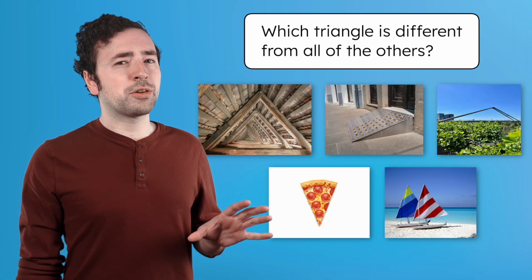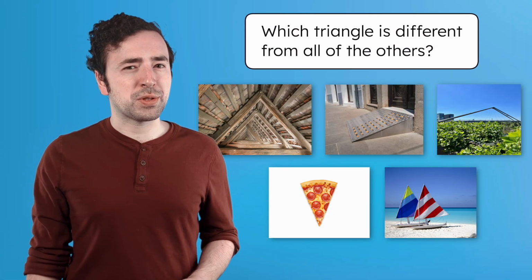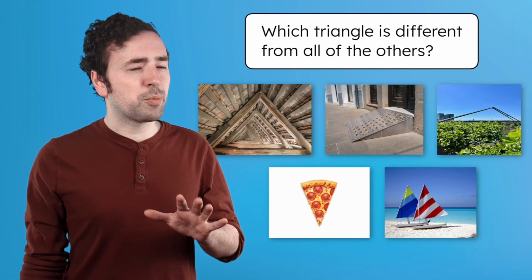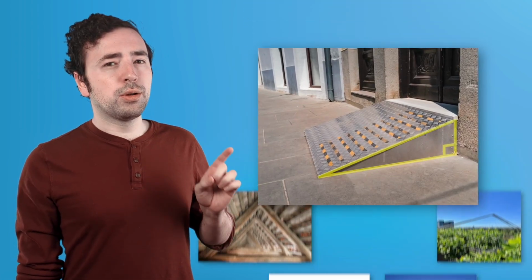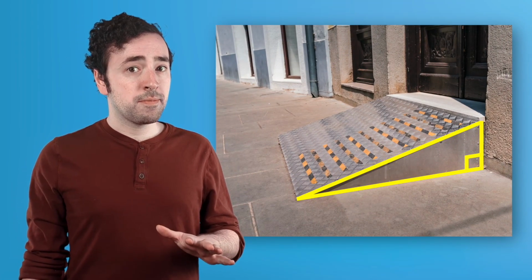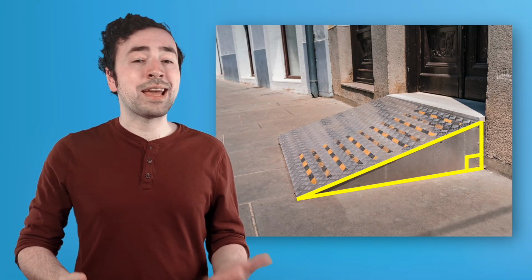Which one of these triangles is different from all the others, though? There's no one right answer here, but here's what I notice. The triangle forming this ramp has a right angle. The rest don't. You already know how to find the area and angle measurements of right triangles, but what about these other ones? How do we find areas and angle measures for them? Let's get into it.